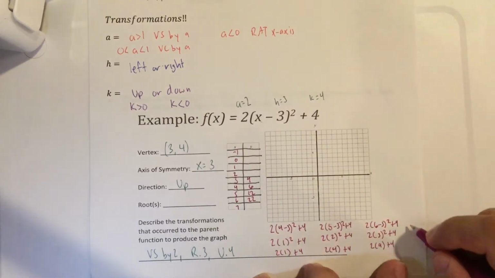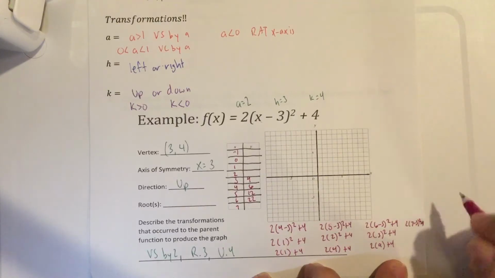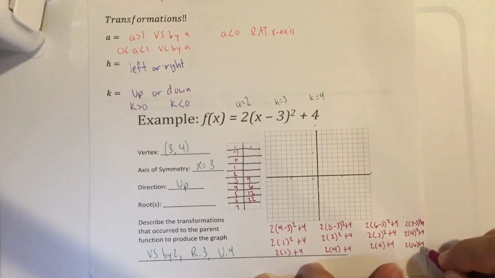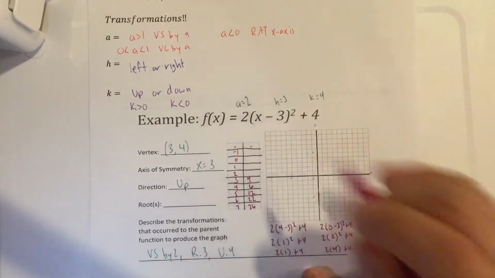And then the last one we have is 2 times 7 minus 3 squared plus 4. 7 minus 3 is 4. 4 squared is 16. 16 times 2 is 32. 32 plus 4 is 36.